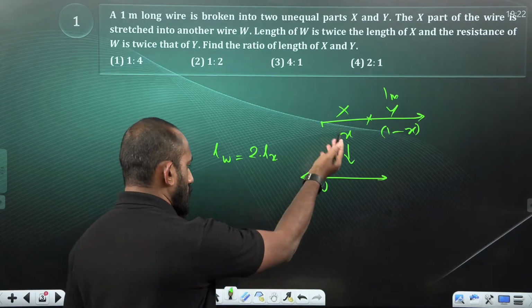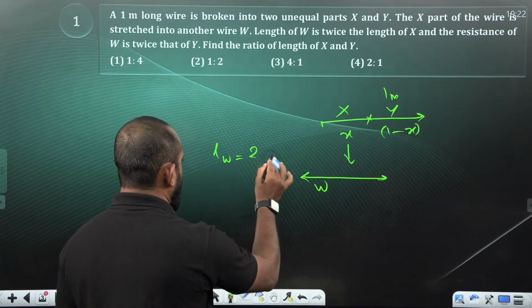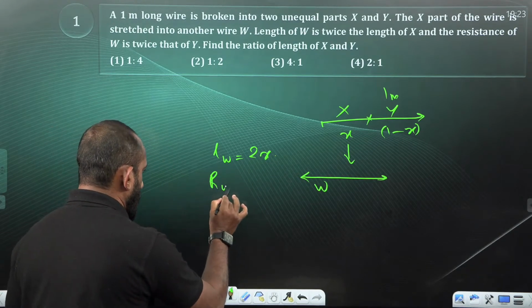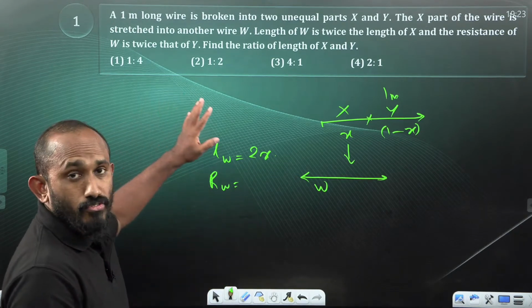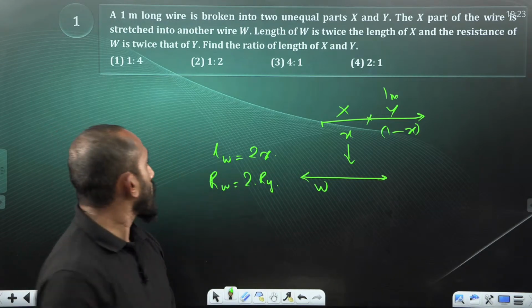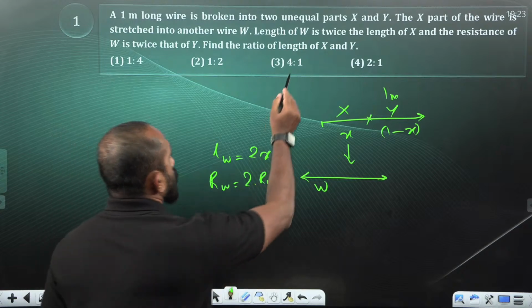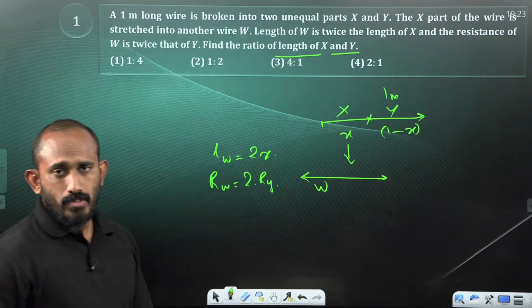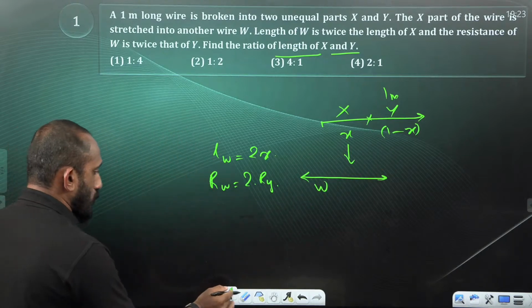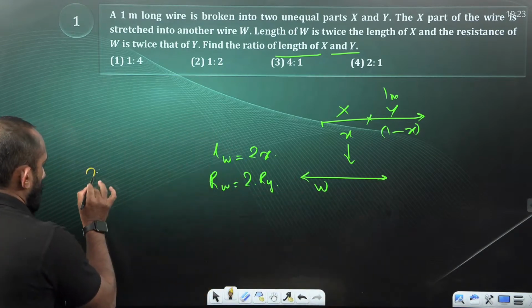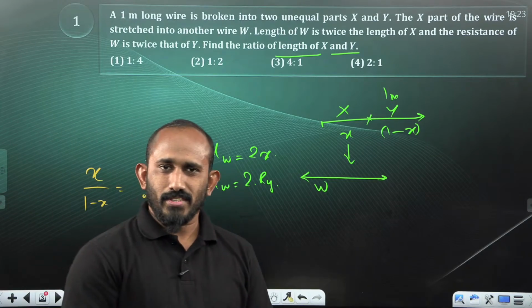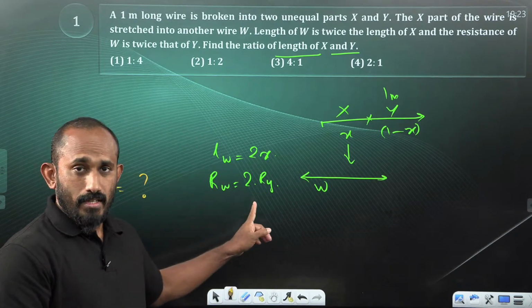We can say the length of X is X, so LW will be 2X. And the resistance of W, RW, is equal to twice that of Y, so that is 2 times RY. You have to find the ratio of the lengths of X and Y. So the ratio is X and 1 minus X. You have to find X by 1 minus X.